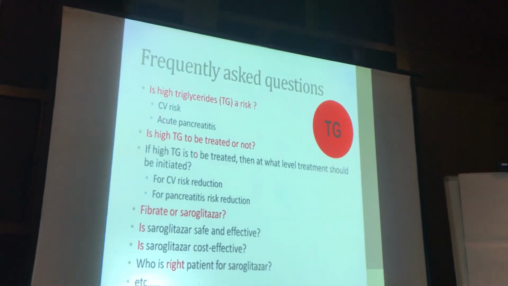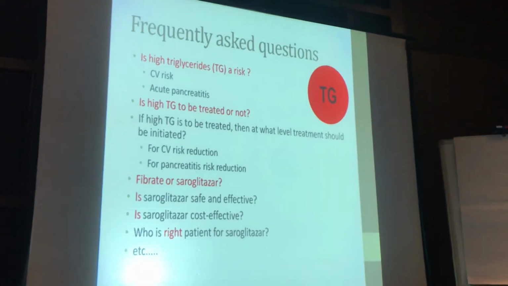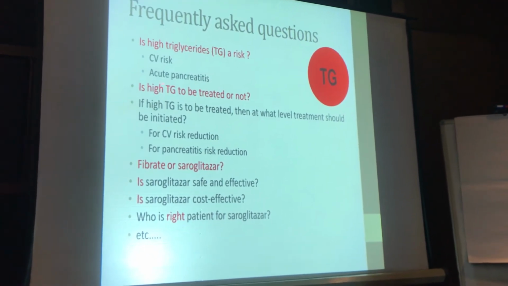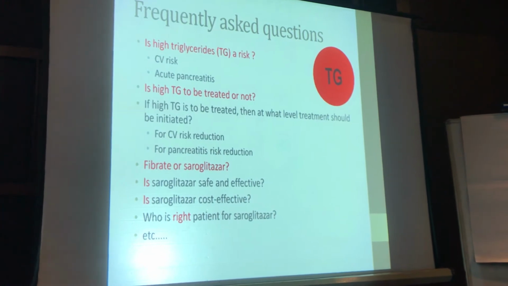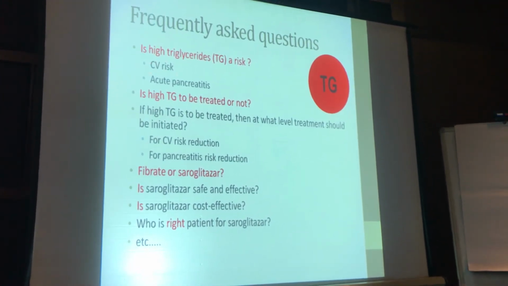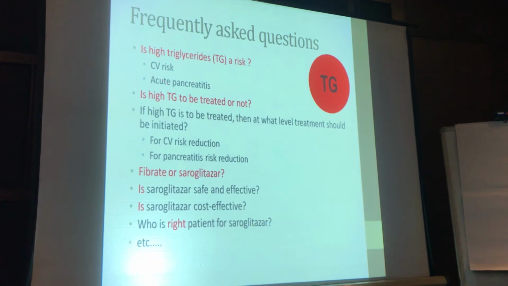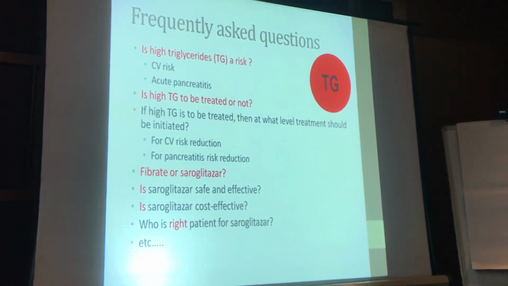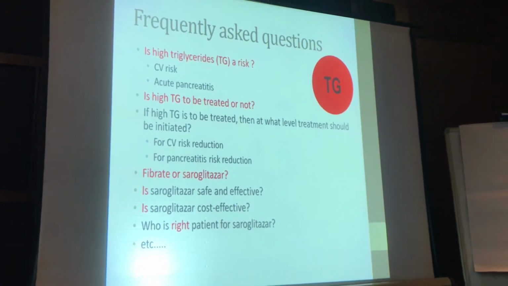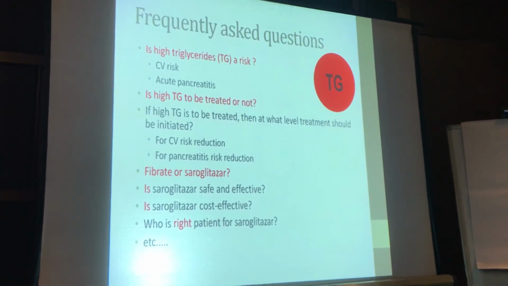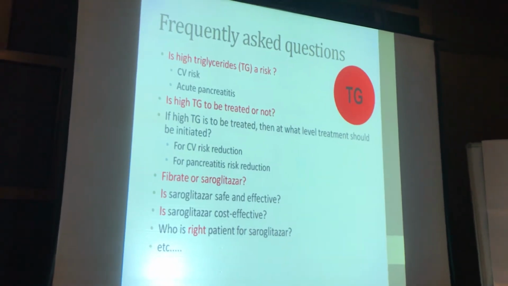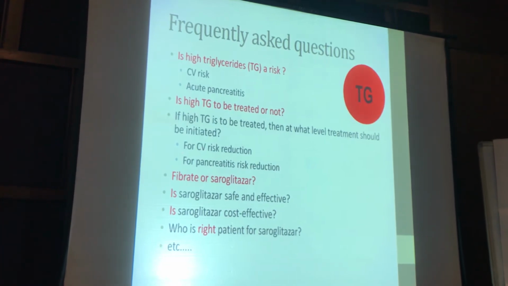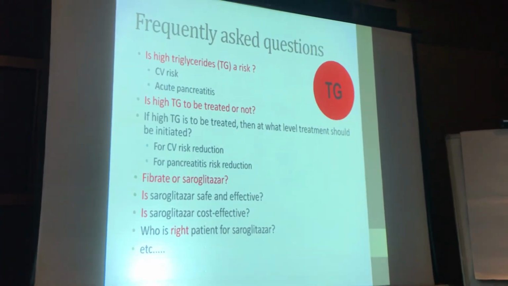Now, the frequently asked questions are: are triglycerides a risk factor for cardiovascular disease and acute pancreatitis? If it is high, does it need to be treated or not? If high triglyceride is to be treated, then what level of treatment should be initiated for prevention of cardiovascular risk as well as for prevention of the risk of acute pancreatitis?